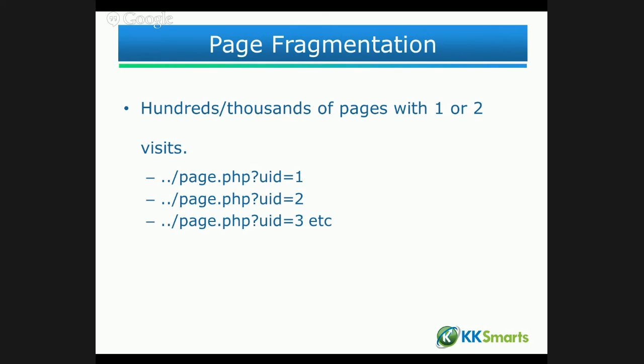Right, so for example, they've got page.php and then a question mark and then some set of gobbledygook like ID equals 1, 2, 3, and each of those has got one visit, right, or a couple of visits. And you can, as I say, get hundreds, thousands, or even tens of thousands of pages, right? Filters and custom filters is the way to get around this. You can get rid of an enormous amount of rubbish, right?